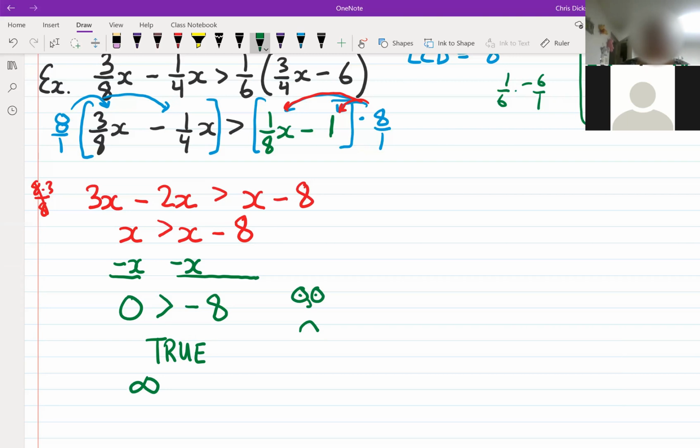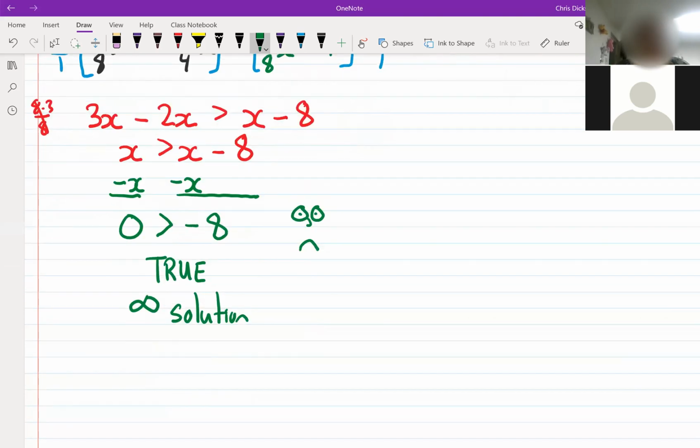So now this statement actually is a true statement. And we looked in the last video, we talked about if this happens, one of two things is true. If it's a true statement, you get infinite solutions. And all that really means is that any number will work. So generally in math, we say infinite solutions, or you can say all real numbers is another possibility here.